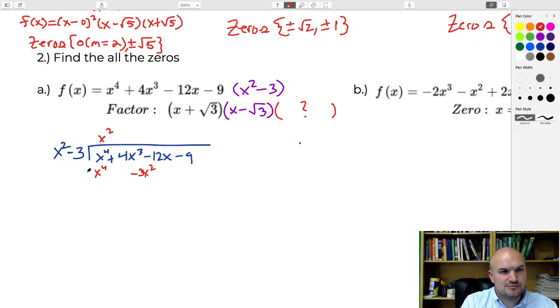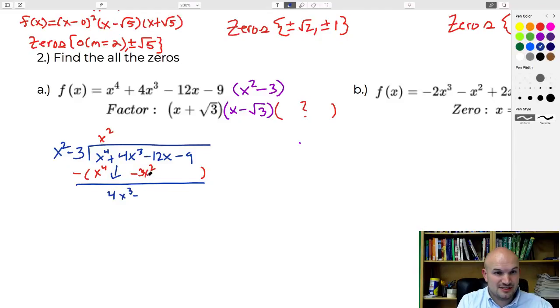So now we go ahead and subtract our rows. And you can see there's nothing to subtract here. I'm going to bring this down, so therefore I have a 4x cubed, and that's going to be a minus a negative, so therefore it's going to be a positive 3x squared, minus a 12x, and minus a 9. So these terms I'm just going to be bringing down.